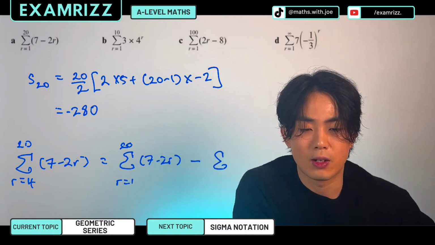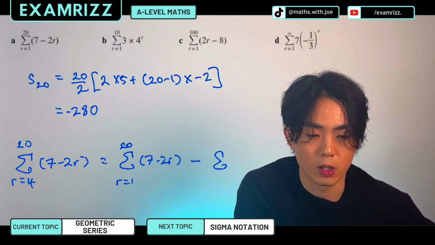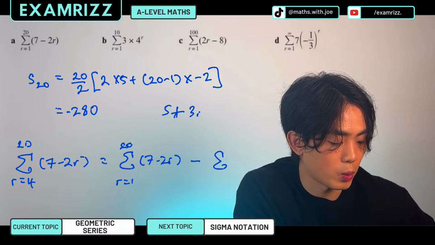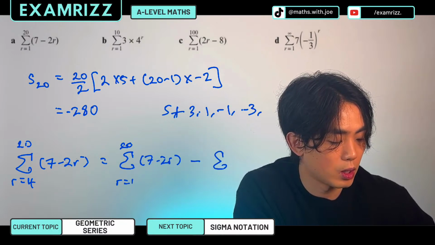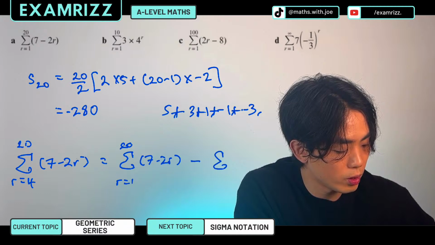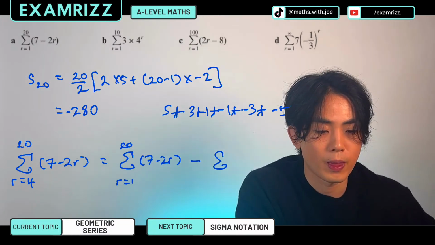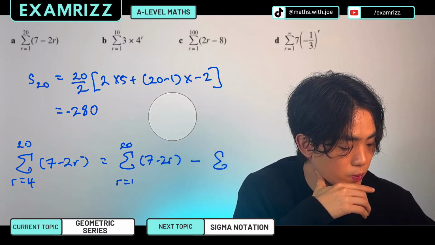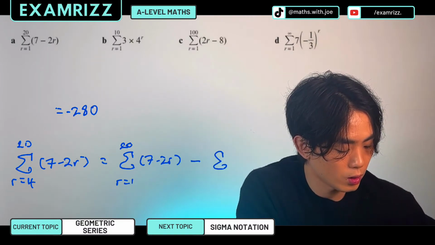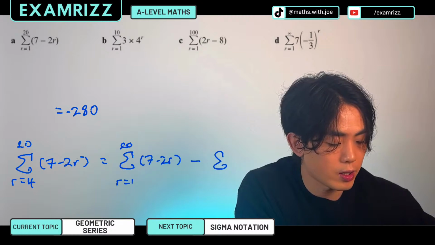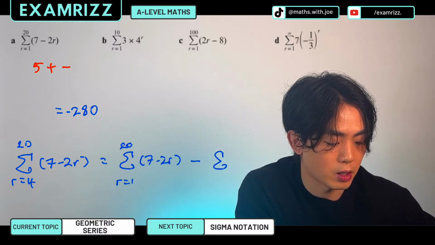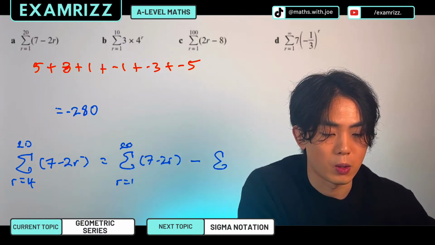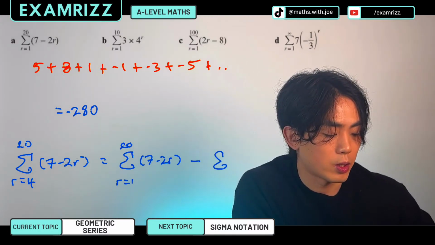I'm just going to simply write out some of these terms, okay? So the first term, remember, was 5. The next term, if you subtract 2, will be 3, then 1, minus 1, minus 3, minus 5, and so on. Maybe I should write it a bit clearer for you guys. So the first term, remember, was 5, and we're subtracting by 2, so 3 plus 1 plus minus 1 plus minus 3 plus minus 5, and so on, okay? Until the 20th term.